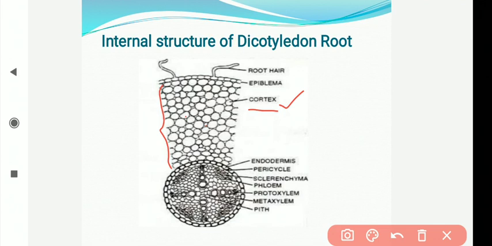As we know, the main function of the cortex is to store food material. In the dicotyledon root, the cortex stores starch grains. Chloroplasts are absent in the cortical cells of the root. The innermost layer of the cortex is known as endodermis. Look here, this layer, the innermost layer of the cortex, this one is the endodermis.